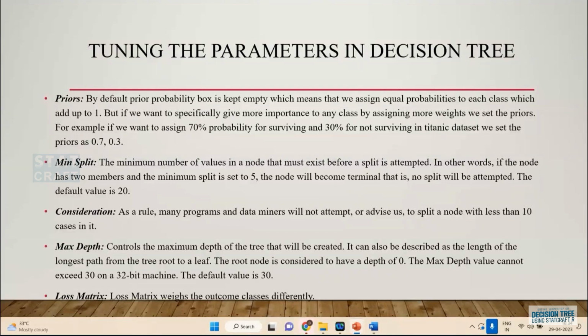Correct. So when I specify the priors as 50-50, the algorithm will work that way. But there can be scenarios in finance, in marketing, where the probability is not divided 50-50. For example, there is 70% probability of surviving and 30% of not surviving. So here our priors are 0.7 and 0.3. Probability of getting COVID and not getting COVID is not 50-50. Therefore, we are setting the priors.